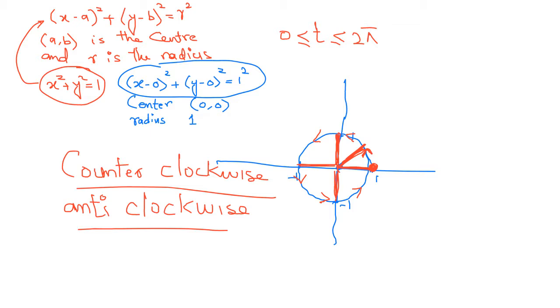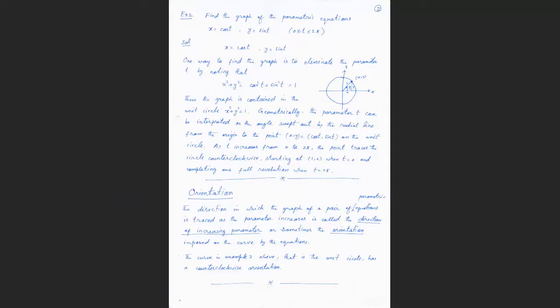So it is very easy. Okay, this is clear. One way to find this is equal to 1. This is the graph at 0, 0. Thus the graph is a circle, this one. Geometrically the parameter t can be expressed as the angle, because t is the angle, right?